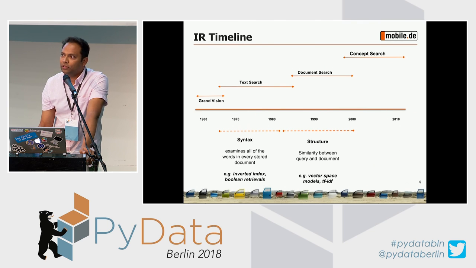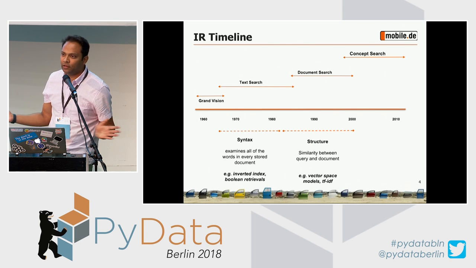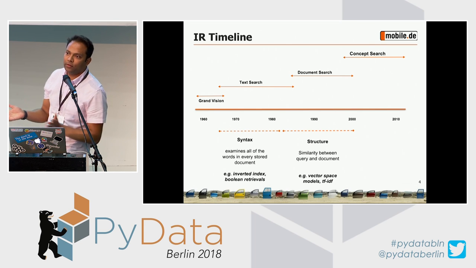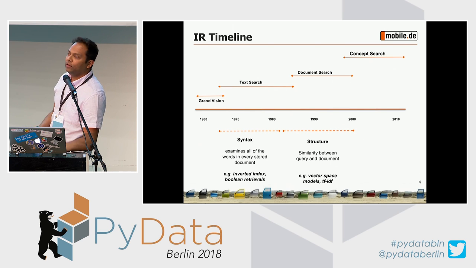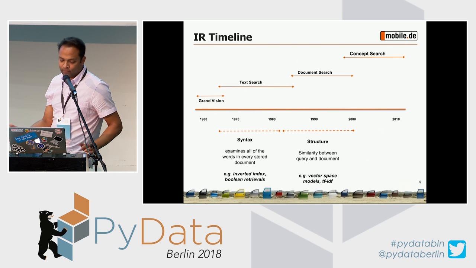Then comes the more structured information. For example, you are more bothered about similarity. You have a query and you want to find out what's the most relevant document. So there comes the vector model. You represent your query as a vector, and in the same vector space, you represent your documents. It's basically like two vectors playing with each other. How close they are depends on the angle between them. Simple enough. Or even TF-IDF, term frequency, inverse document frequency.